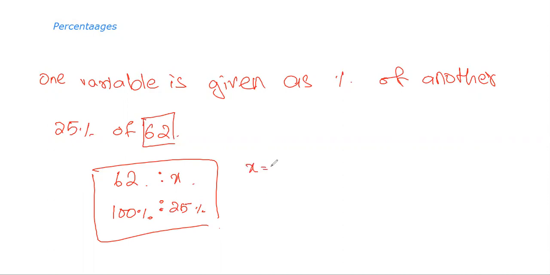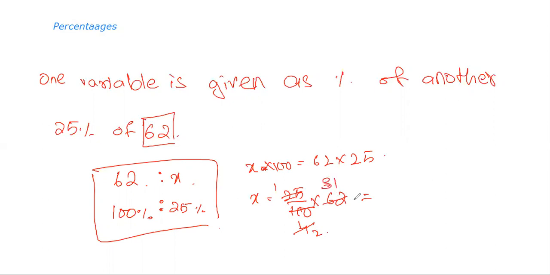So x times 100 equals 62 times 25, which is x equals 25 over 100 times 62. Whatever the answer turns out to be: 25 ones are 25, 25 fours are 100, 2 twos are 4, 2 times 31 is 62, and then my final answer is 31 divided by 2. Or if I convert this into a decimal, this would be 15.5. So this is how you calculate simple percentages.